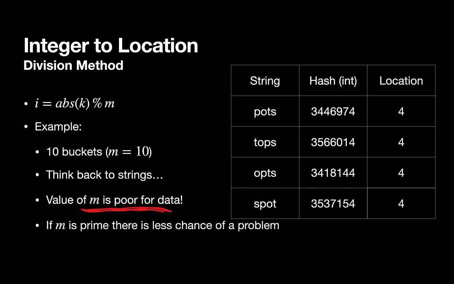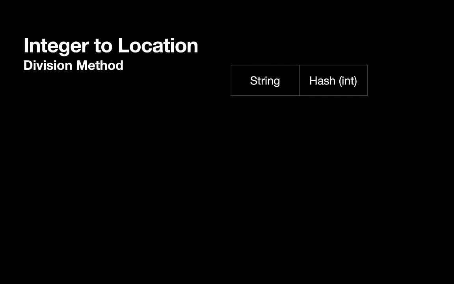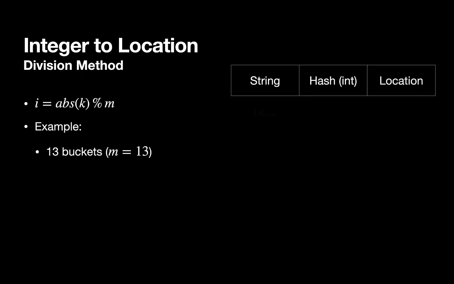Now, there is a partial workaround. It doesn't always work. There are still pathological cases where it will fail, but it may work better for this case. So if m happens to be a prime number, there's less of a chance of a problem. Okay, so let's redo this, and this time let's use an m that happens to be prime. I'll make it be 13. We've got a total of 13 buckets.